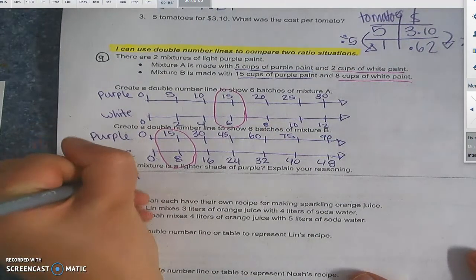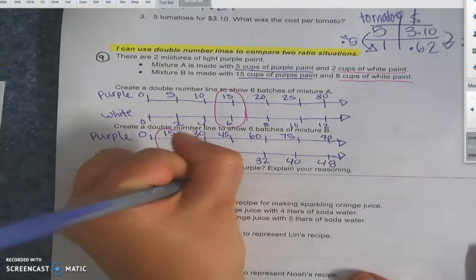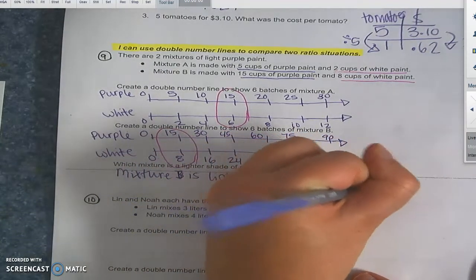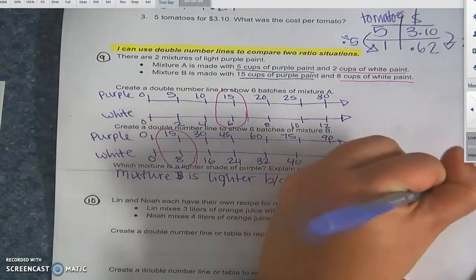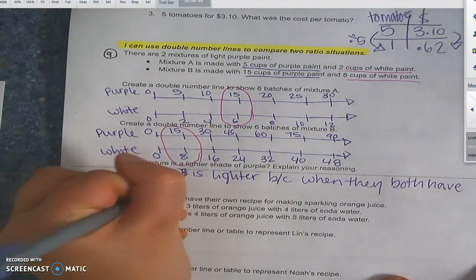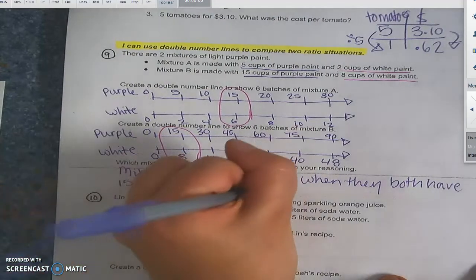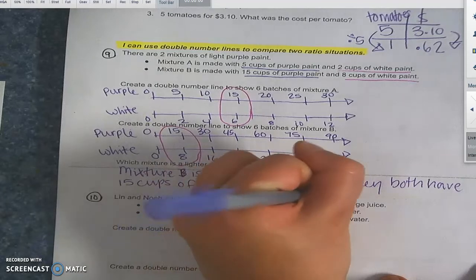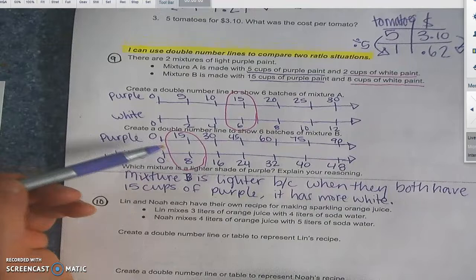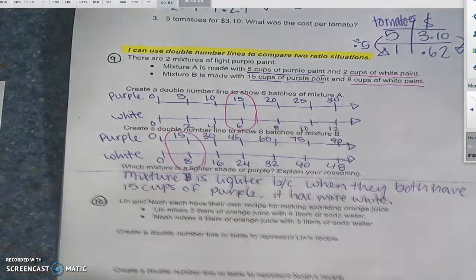So mixture B is lighter because when they both have 15 cups of purple, it has more white. So I needed to find a spot where they both have the same amount of one of our things, because then we can compare the other one.